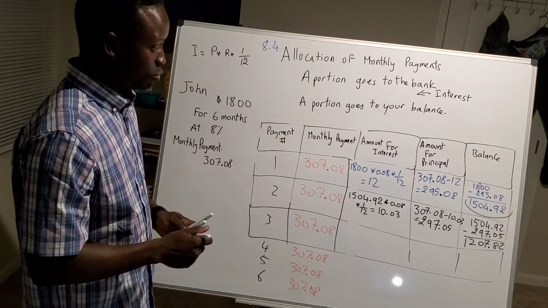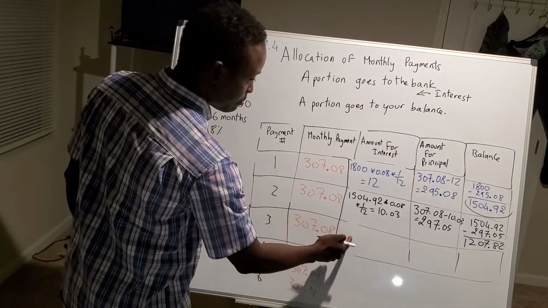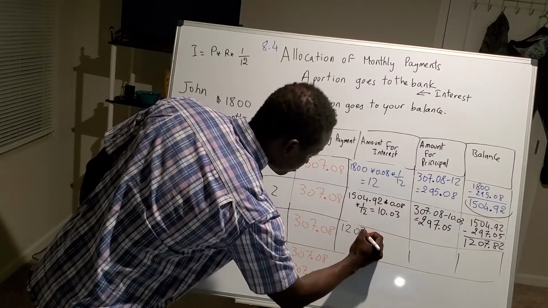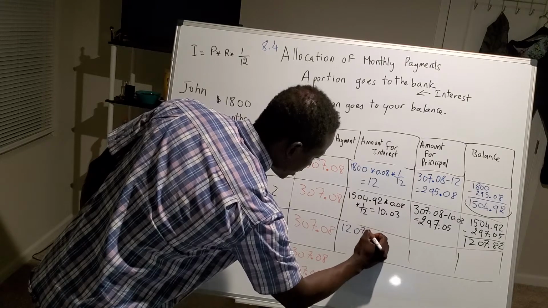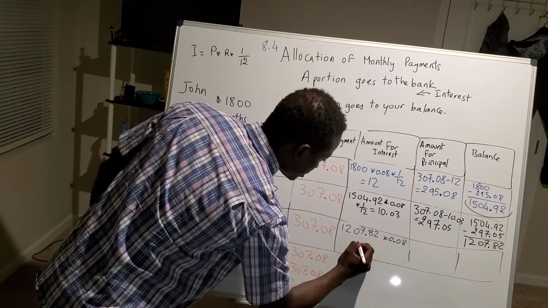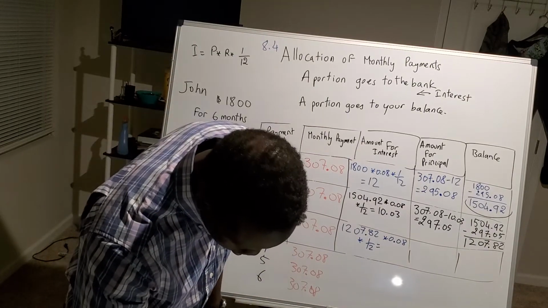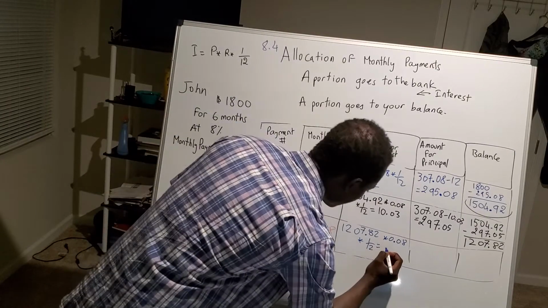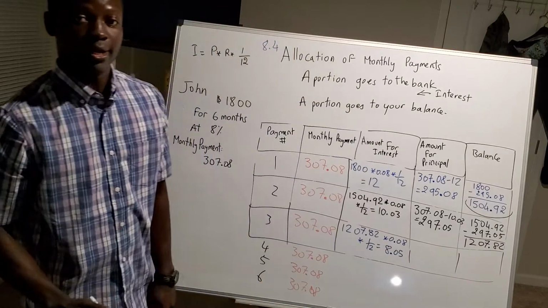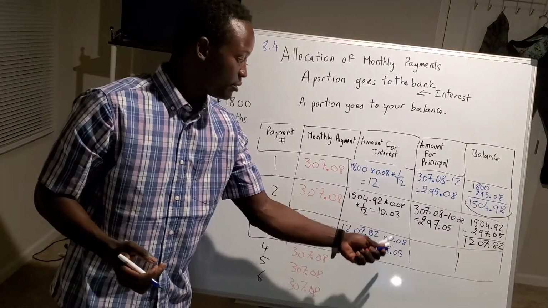All right, so let's go back to blue. I've got to find the interest for the bank, right? But I've got to use my balance. My balance is 1207.82 times 0.08 times 1/12. So what's my new interest? It would be $8.05, right? So as you can see, my interest amount goes lower, right?